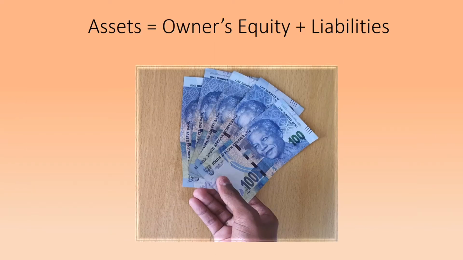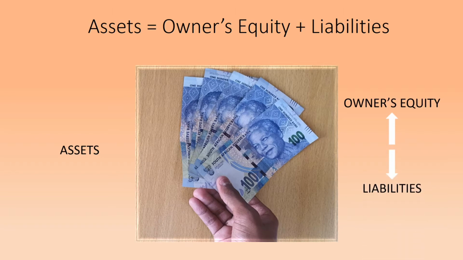As you can see, the left side of the equation consists of assets. What is an asset? Assets are things the business owns. The right side consists of owner's equity and liabilities. These terms describe what the business owes. Owner's equity describes what the business owes to its owner. And in this example, it would be you, as you lent the business the money. Liabilities, on the other hand, are monies a business owes others.